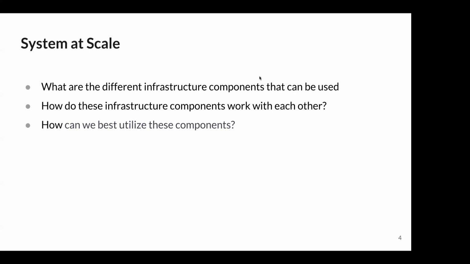So when you are considering a system at scale, what are the three things which have to be in your mind? First, what are the different infrastructure components that can be used? There are many kinds of infrastructure components, but for your use case you need to know which ones you need, and how these components will work with each other. And how do we best utilize these components?